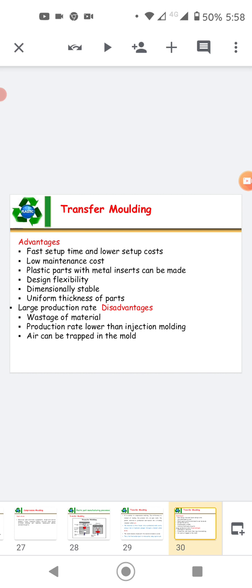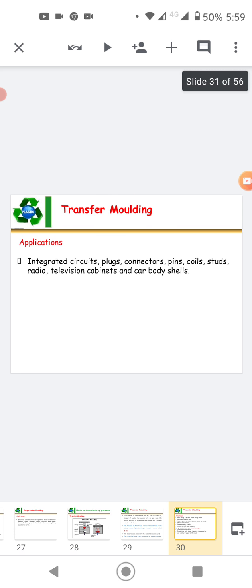Advantages of transfer molding: fast setup time, lower setup cost, and low maintenance cost. Plastic parts with metal inserts can be made, the design is flexible, and the parts are dimensionally stable. Uniform thickness of parts and large production rates. Limitations of transfer molding: wastage of material, production rates are lower than injection molding, and air can be trapped in the molding.